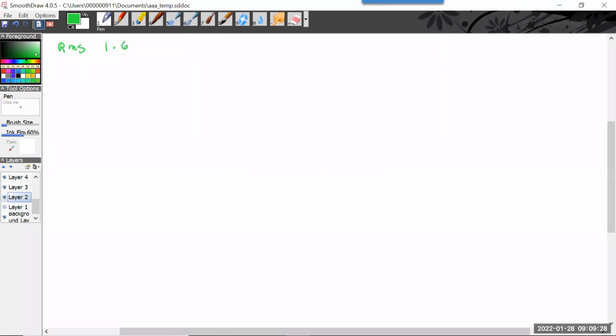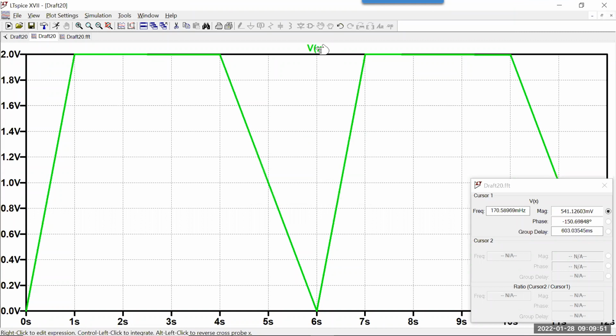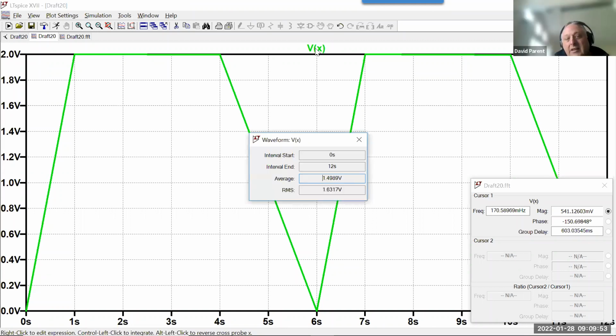Professor, sorry, can you show one more time how you get the RMS there in the LT Spice? You mean how I do it in LT Spice? Yes. So I'm hovering my mouse over the symbol in the title bar, VX. And then what you can't see is me pressing Control. I press Control and then left click. Now, actually, I have a video on that too.